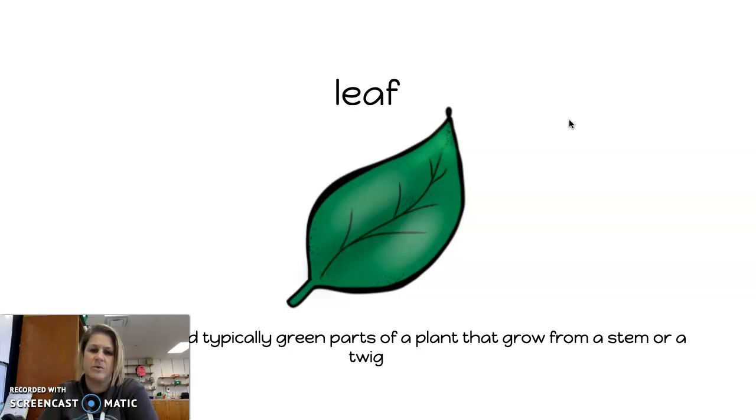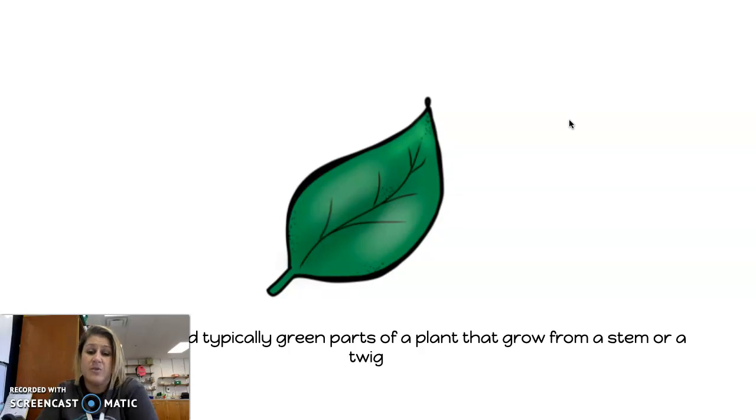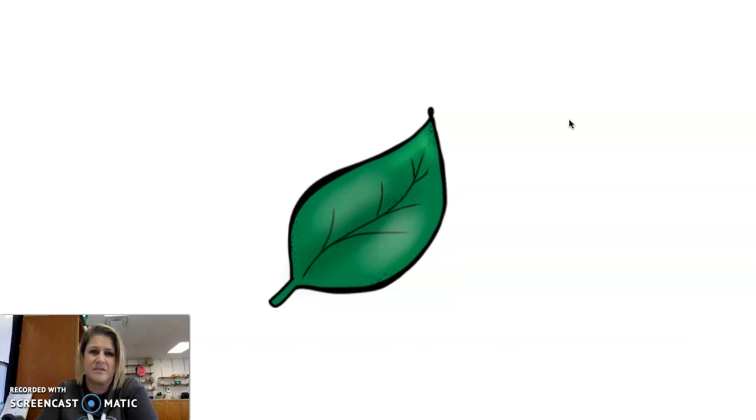Okay, let's see if you remember what the word is. Flat and typically green parts of a plant that grow from a stem or a twig. Also said stick. It is a leaf. Nice job. So we're all pretty familiar with leaves. All right, what is this picture? It is a leaf, and where does it grow from? The twig or the stem or the stick part of the plant. Nice job. And what color are they usually? They are usually green. Did you hear me almost say orange? I kind of said usually and orange and green all at the same time.